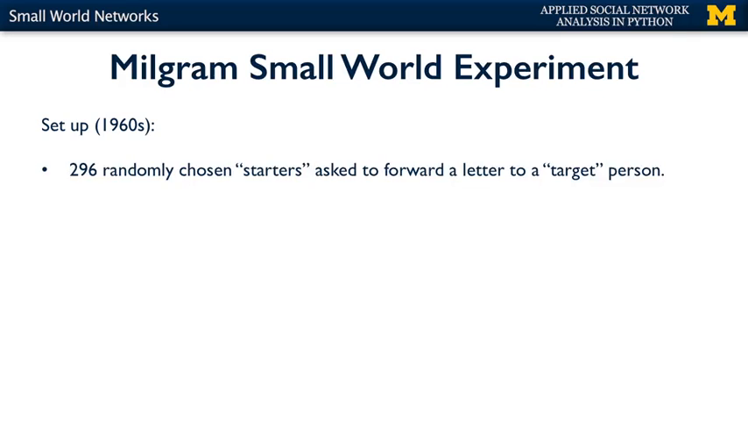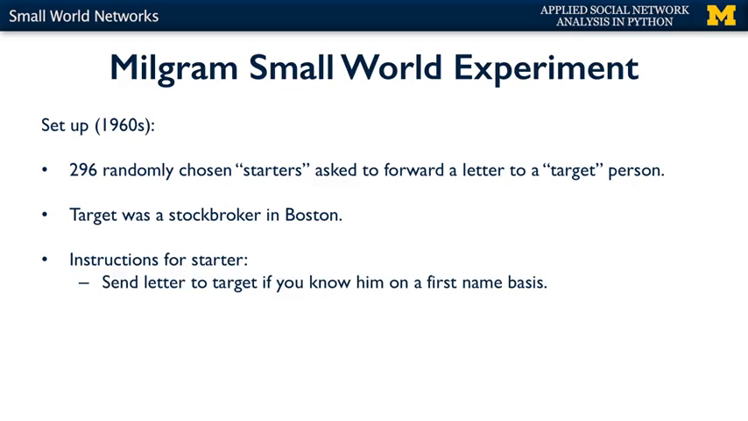He chose 296 people at random as starters all over the US and asked them to forward a letter to a target person. This target person was a broker in Boston, and the instructions for the starters were to send the letter to the target if they knew him on a first name basis. Of course, since these were randomly selected people, most of them didn't know this person on a first name basis.